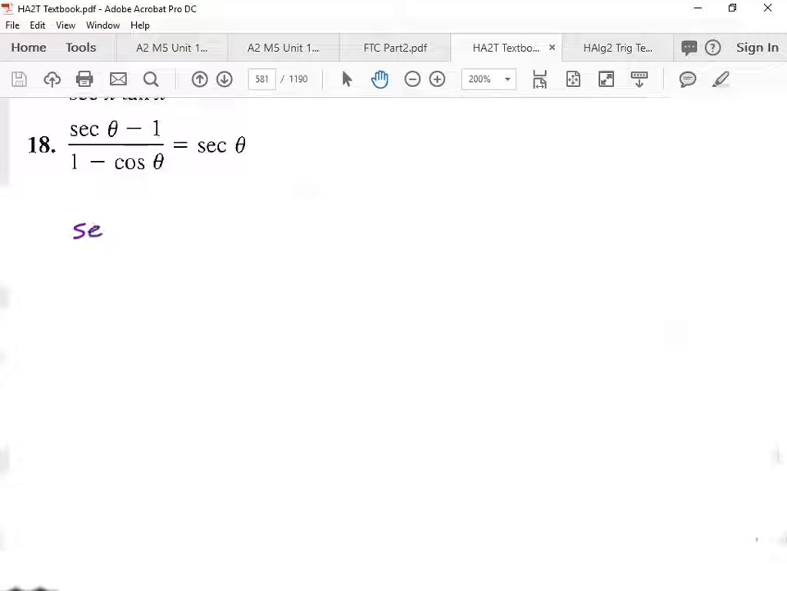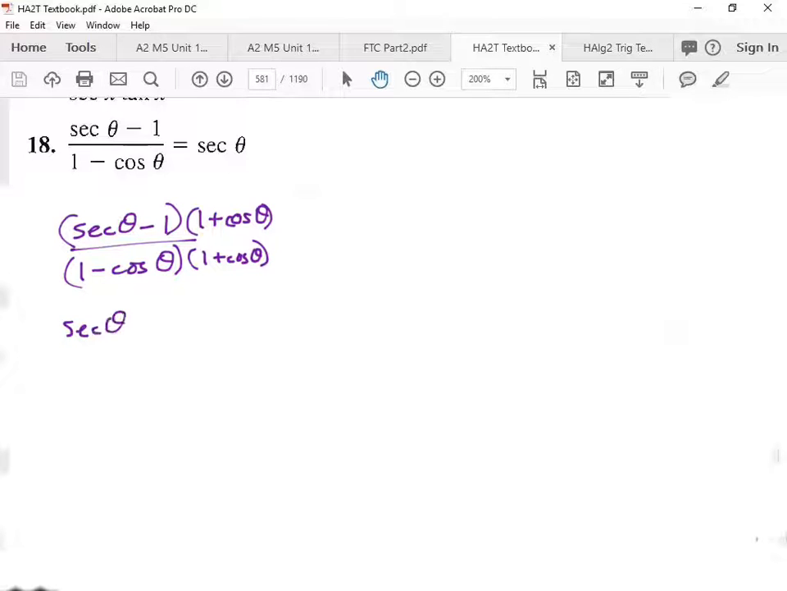But there is another strategy here. I'm going to keep the top the way it is, and on the bottom, I'm going to multiply by the conjugate. I don't know if you really call that a conjugate, but I'll call it that for now. So I'm multiplying the top and the bottom by, quote-unquote, the conjugate, so that I can start changing stuff here. Let's not multiply the top out yet. Let's keep the top the way it is. The bottom has stuff happening, so let's multiply those out.